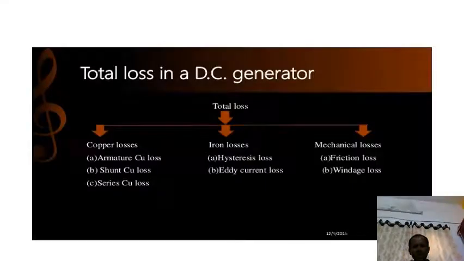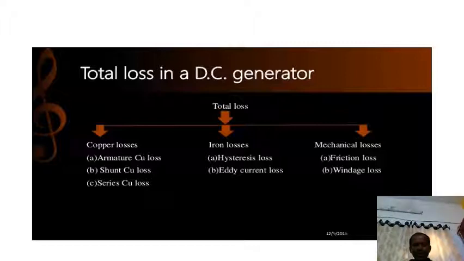Next slide, total losses in a DC generator. There are series type generators, shunt type generators, and compound type generators. All these generators have windings. In the windings there are copper losses, field copper losses produced. Magnetic losses, core losses, everything is produced. So what are the total losses in a DC generator? Copper loss, iron losses, and mechanical losses.